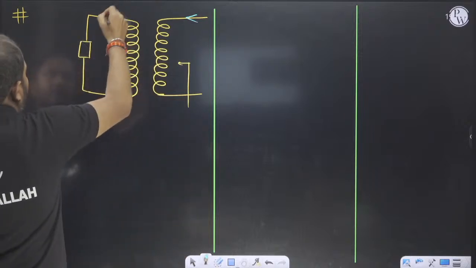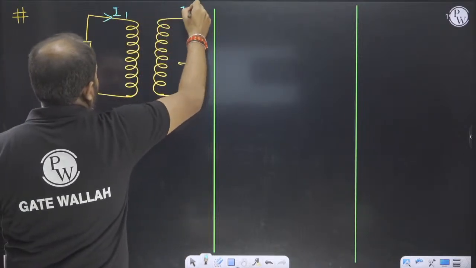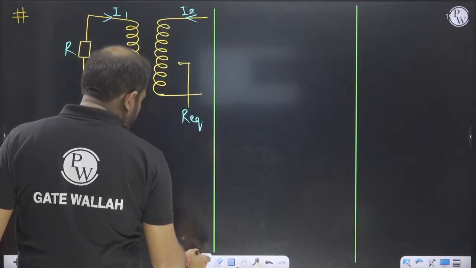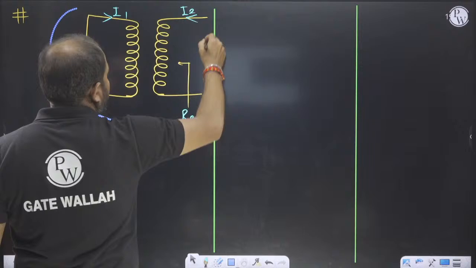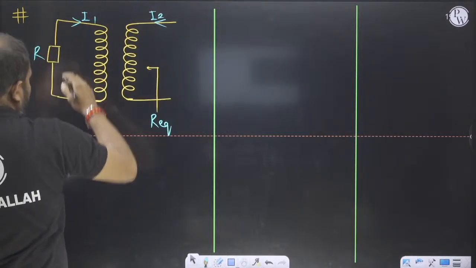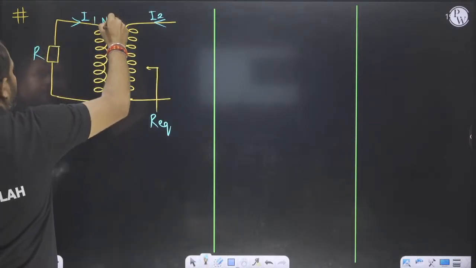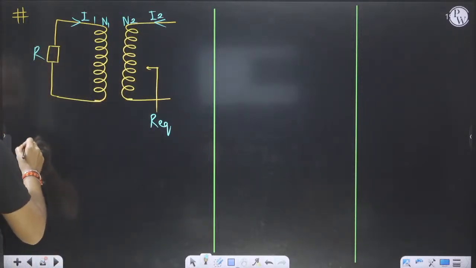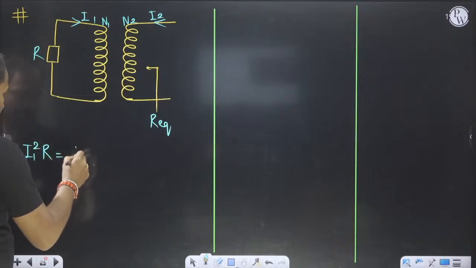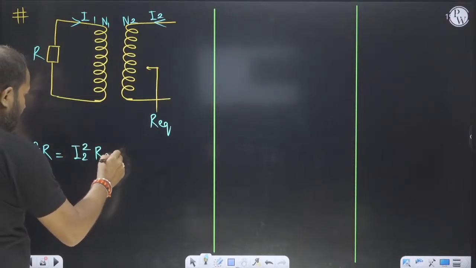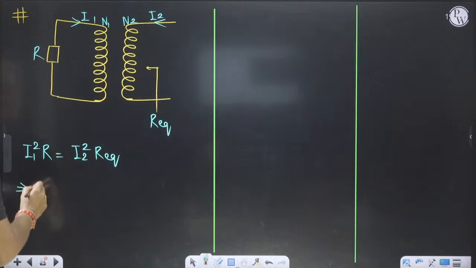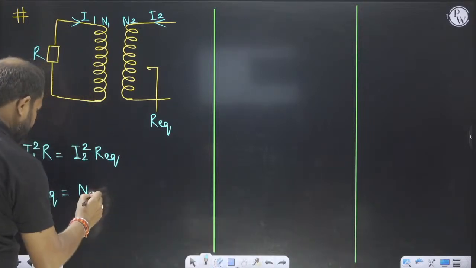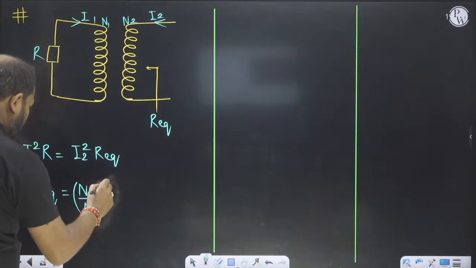So here we have I1, here we have I2, here we have R, and here R equivalent is asked. They are asking R equivalent. And here we have N1 and N2. So first of all, I1 square into R is equal to I2 square into R equivalent. So R equivalent is equal to I1 upon I2, that means N2 upon N1, N2 upon N1 whole square into R.